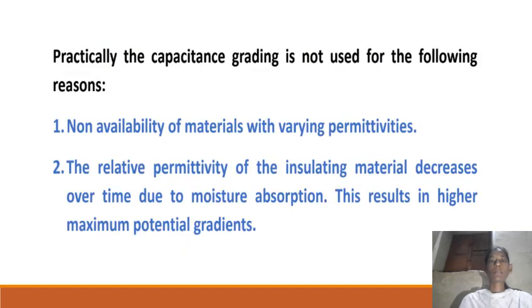Practically, the capacitance gradient is not used for the following reasons. Non-availability of materials with varying permittivities. The relative permittivity of the insulating material decreases over time due to moisture absorption. This results in higher maximum potential gradients.